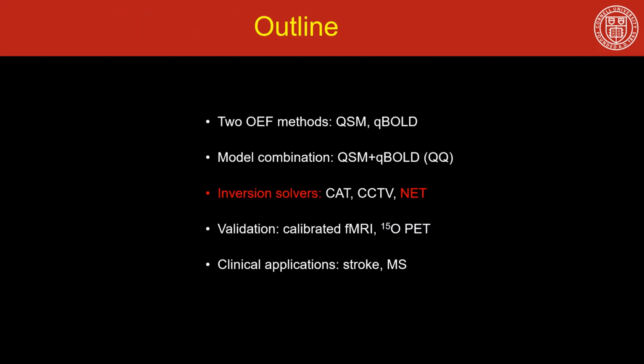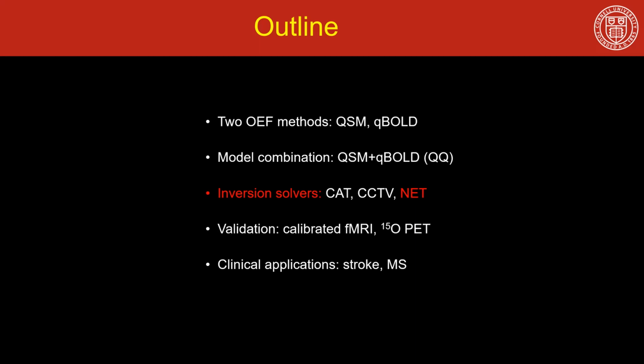CAT and CCTV use a gradient-based iterative solver, which depends on optimization details such as initial guess and parameter scaling, and they are time-consuming. To alleviate this dependency on optimization details and to make the reconstruction fast, we introduced a deep learning approach, NET.